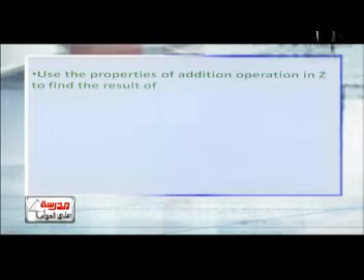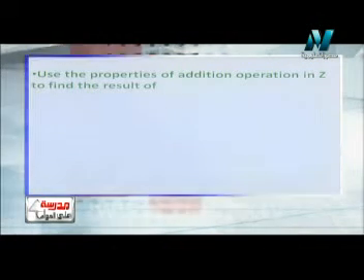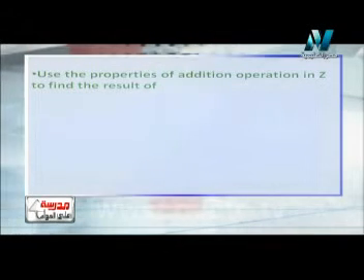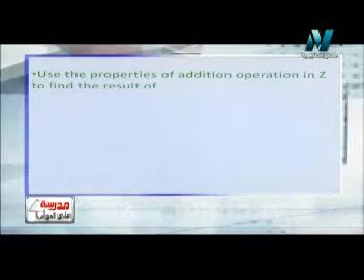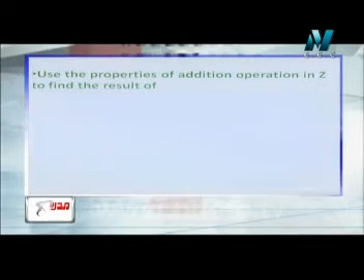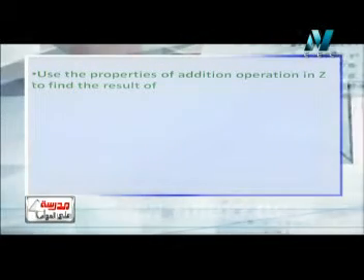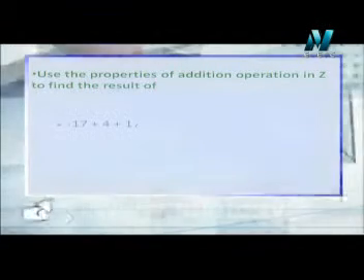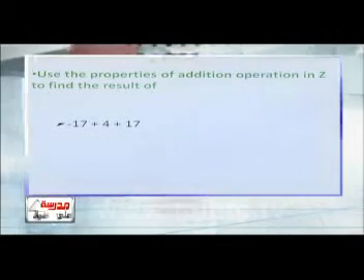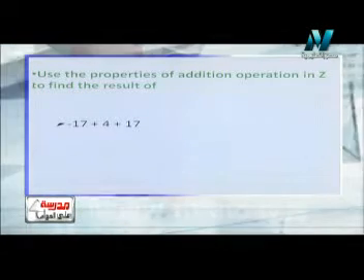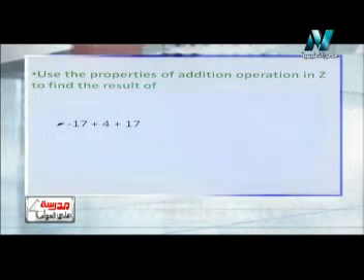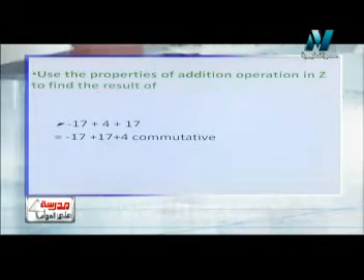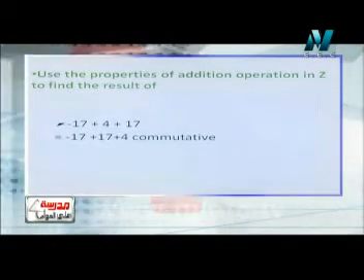Then use the properties of addition operation in Z to find the result. We will take the properties of addition: commutative, associative, closure, additive identity, additive inverse. How to use these properties to find the result of negative 17 plus 4 plus 17. The first step, we will use the commutative property. We will exchange 17 with 4.